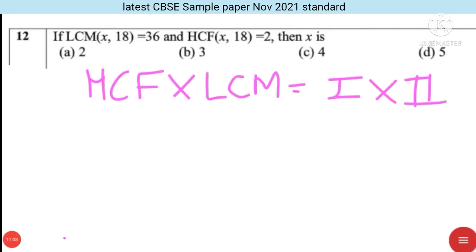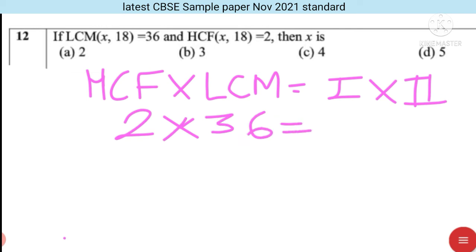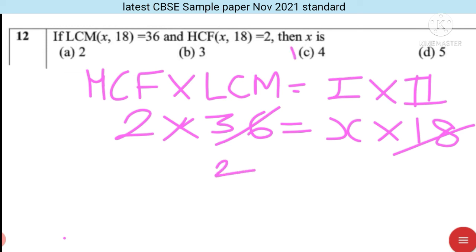In question number 12, we are going to use the formula HCF into LCM is equal to first number into second number. Now LCM is given to be 36 and HCF is 2. So 2 into 36 is equal to first number is x, which we are to find out, and the second number is 18. So clearly you are just supposed to do the calculation, which is again very easy. X comes out to be 4. So C is the correct answer.